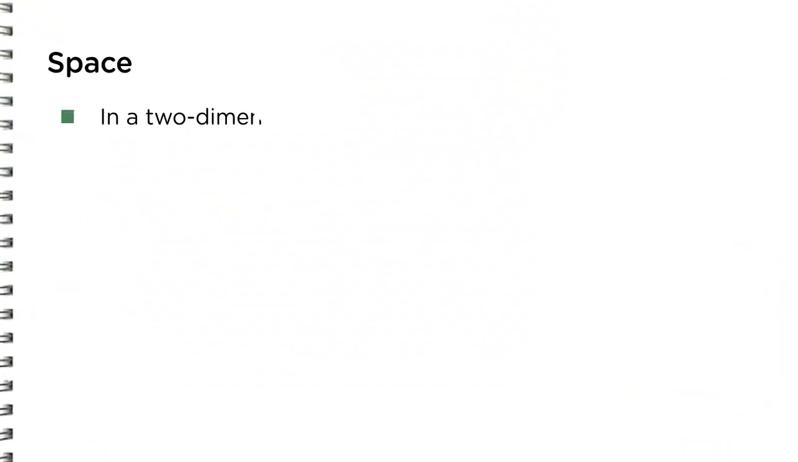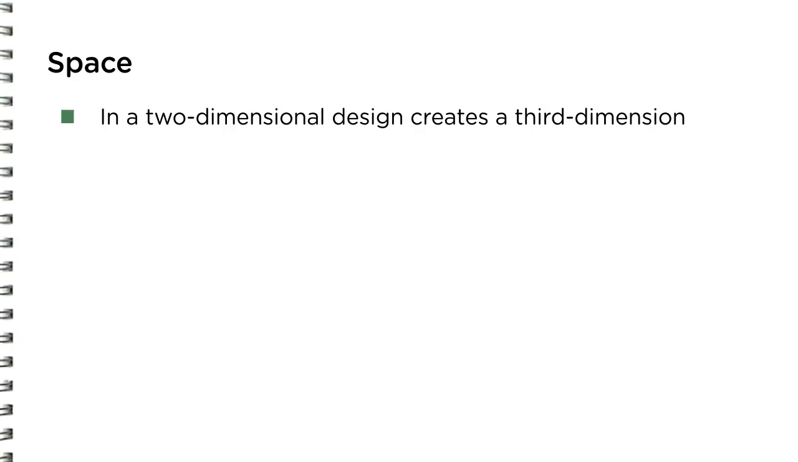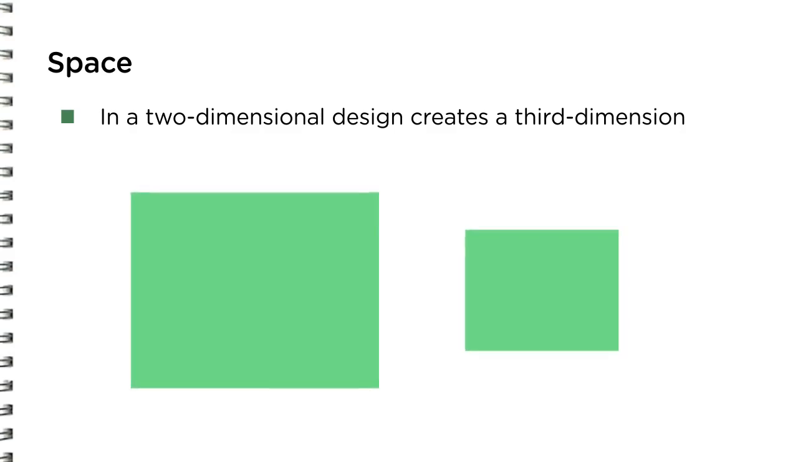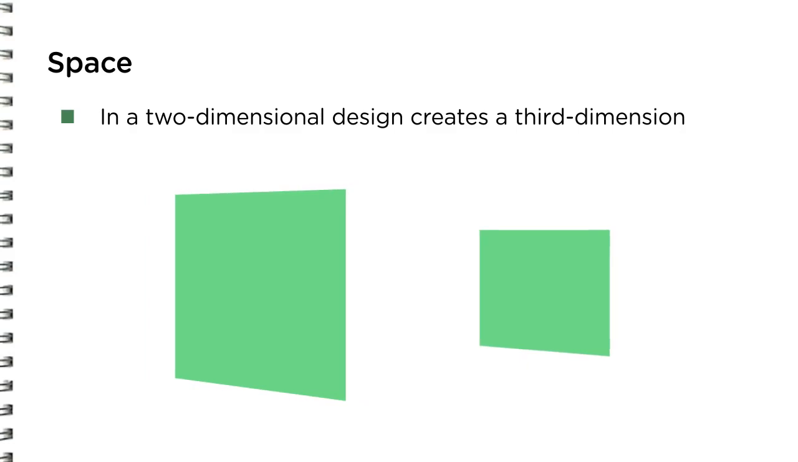Space in a two-dimensional design creates a third dimension. We can achieve this illusion through depth. Say if we take two alike objects and scale them differently, we have achieved the illusion. We know these two objects are the same when side by side, but when one is in front of the other, we've created depth. So from a side view, the objects might look like this.